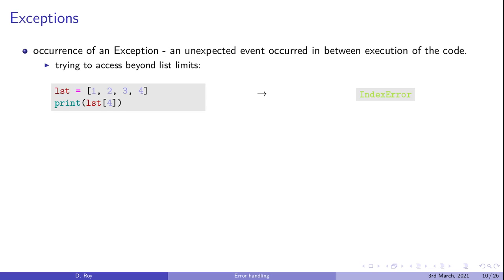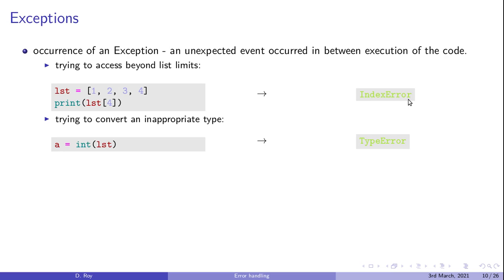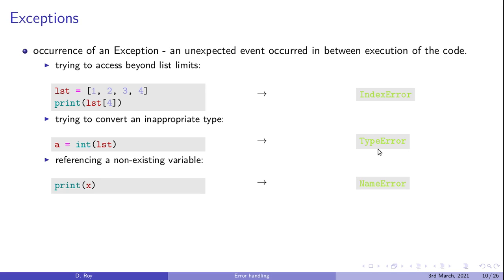For example, if I declare a list containing 4 numbers 1, 2, 3, 4, and I try to access the 4th position, which is not actually present here, we receive this index error from the Python interpreter. If I try to typecast this list into an integer, I hope you have already seen this, it will give us another type of exception called type error.